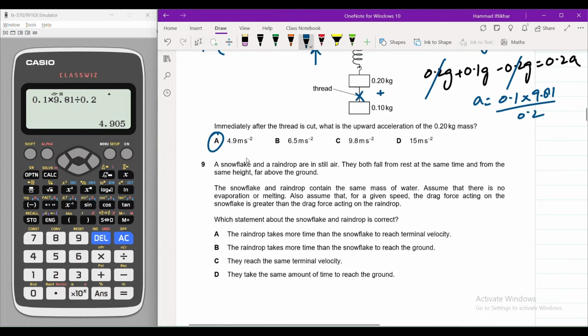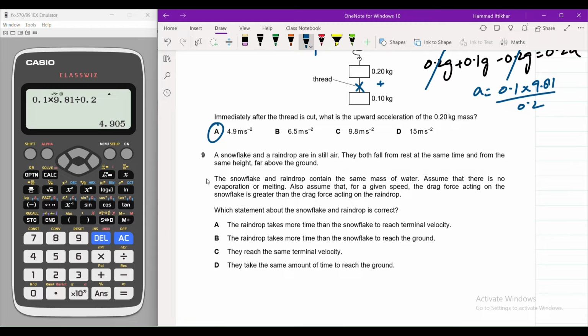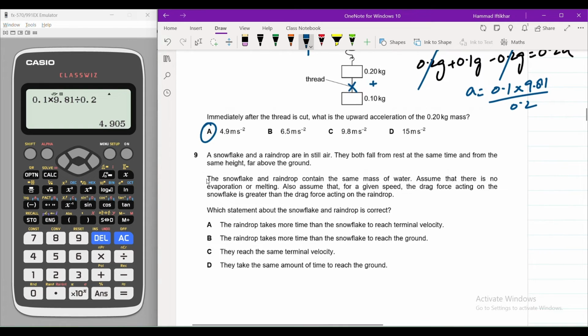9. A snowflake and a raindrop are in still air. They both fall from rest at the same time from the same height, far above the ground. The snowflake and raindrop contain the same mass of water. Assume that there is no evaporation or melting. Also assume that for a given speed, the drag force acting on the snowflake is greater than the drag force acting on the raindrop. Which statement about the snowflake and the raindrop is correct?